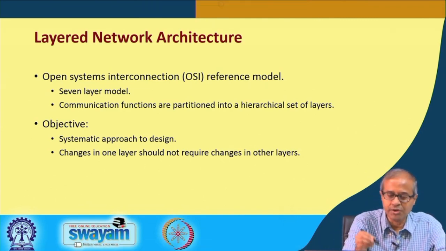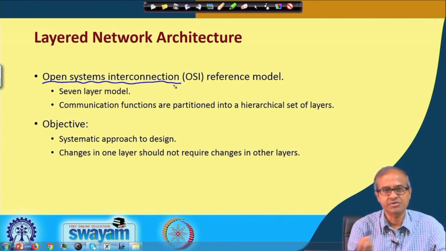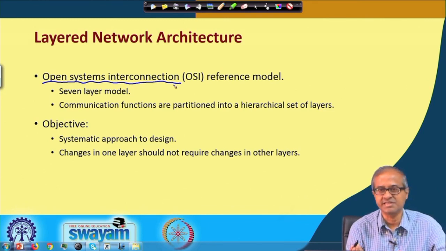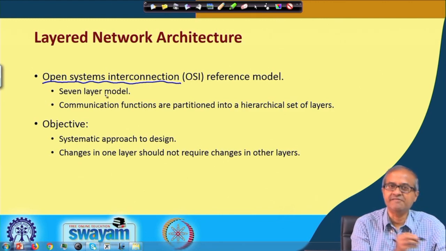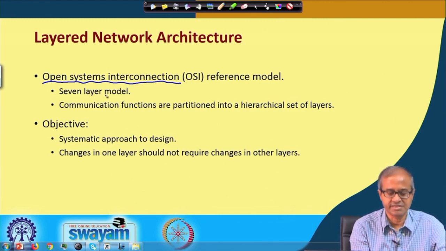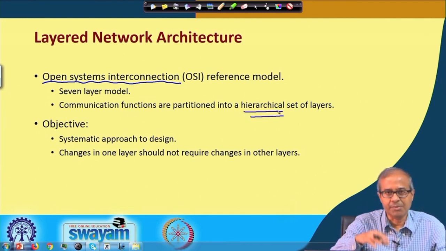A very well known model is the so-called OSI model. This is the Open Systems Interconnection model. This was proposed by the International Organization for Standardization, ISO. This is called ISO's OSI model. There are 7 layers in this model. I shall show the layers very shortly, and there is a hierarchical relationship among these layers.